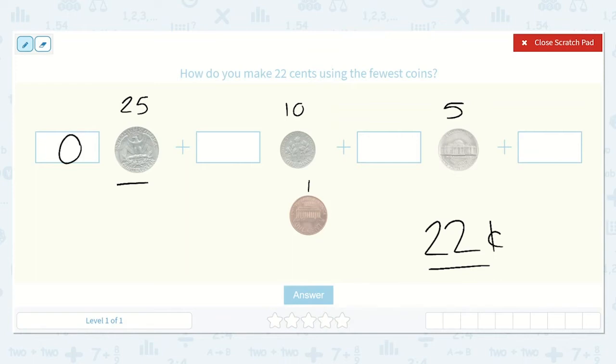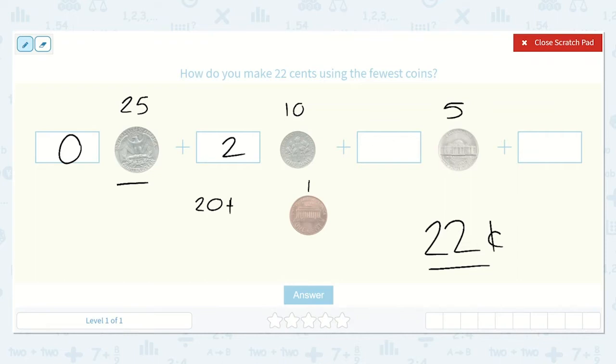What about dimes? Could we use dimes to get up to 22? Let's see how high we could get with dimes, because I know dimes are less than 20. Dimes are 10. So how many tens would we need? Let's see. If we have 1 dime, we have 10 cents. If we have 2 dimes, we have 20 cents. So we could have 2 dimes, which is equal to 20 cents. And then we need 2 more cents to get up to 22.